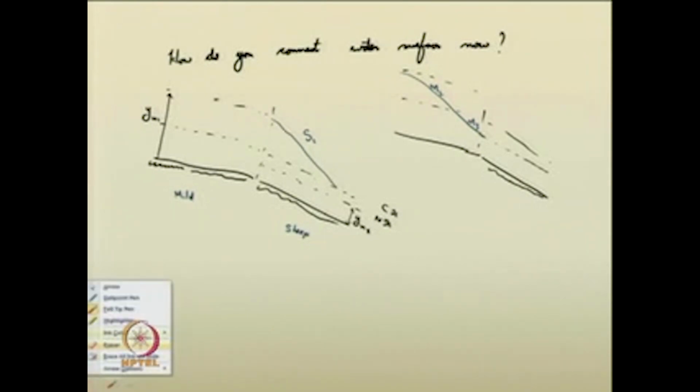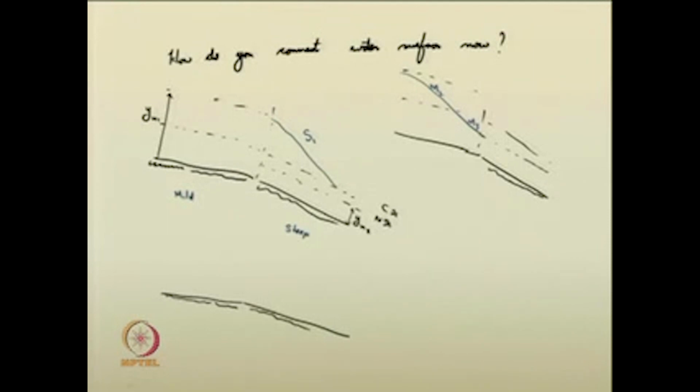Whether these profiles exist, it is up to you to determine. A possible third situation is a mild slope channel followed by the steep slope channel, the critical depth line, the normal depth line for channel 1, normal depth line for channel 2.